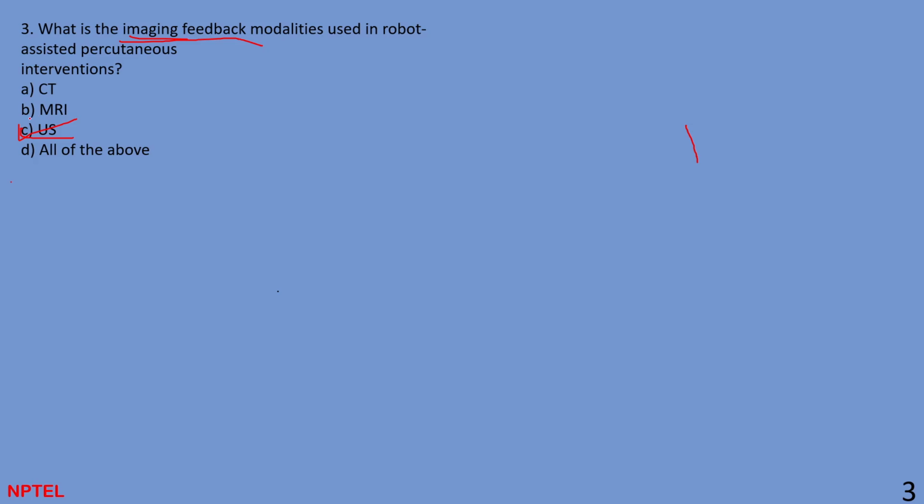For CT and MRI, these are techniques which you don't get in real time. You will get data, but you need to do post processing. For MRI, let's say this is your knee, your patella, and this is your femur. What they do in MRI is make multiple slices, or rather, they take multiple images.